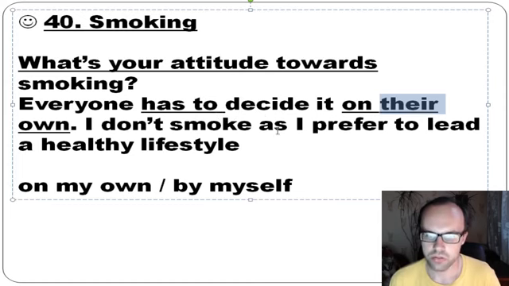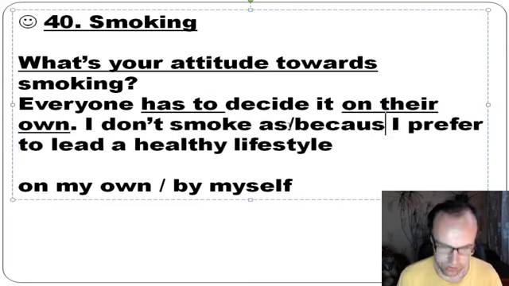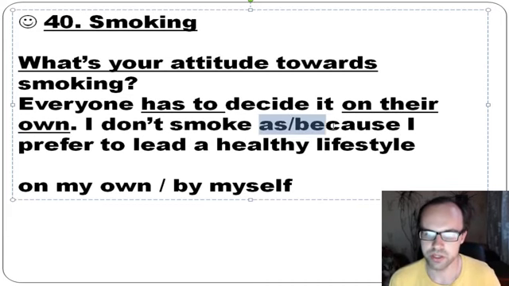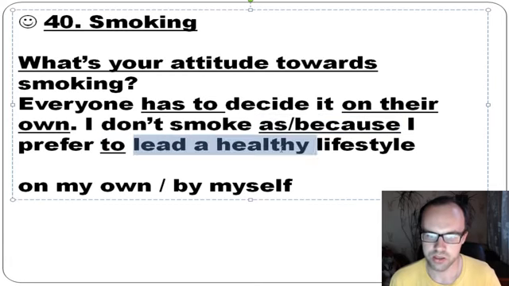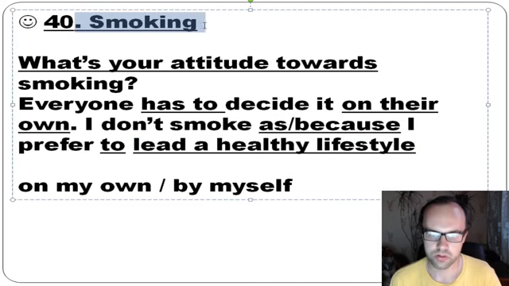I don't smoke as... What is as? As means because. You need to know that as can have this meaning. Because I prefer to lead. So we put to between these two verbs after prefer. A healthy lifestyle. Lead a healthy lifestyle means to do something which is good for your health. Okay? So smoking, what's your attitude towards smoking? Everyone has to decide it on their own. I don't smoke as I prefer to lead a healthy lifestyle, on my own or by myself.